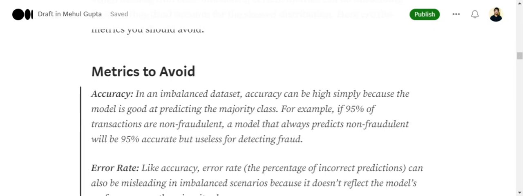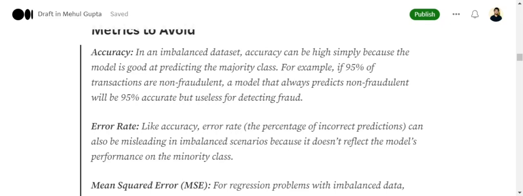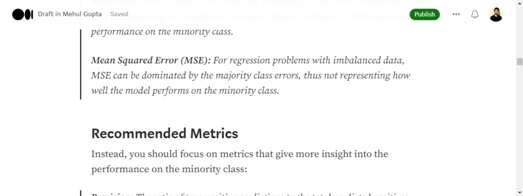Now we will be talking about metrics to avoid while considering class imbalance. So basically, if you have an imbalanced dataset, accuracy would be the most misleading metric that you can have. Giving you the same example here, if 95% of the transactions are non-fraudulent, a model that always predicts non-fraudulent, for example, it is always outputting 0, will be 95% accurate but useless. Similar for error rate and mean squared error also. So mean squared error is basically for regression problems. So these are the metrics that you should be avoiding at all costs if you are handling an imbalanced data set.